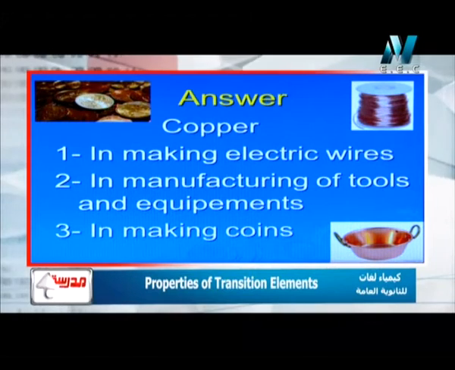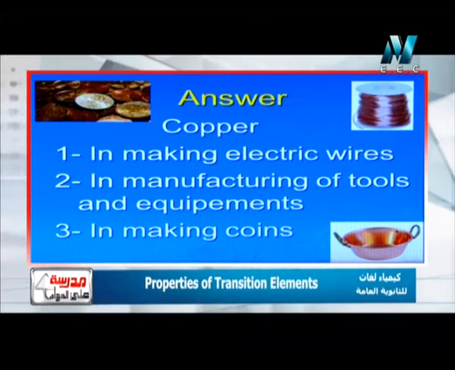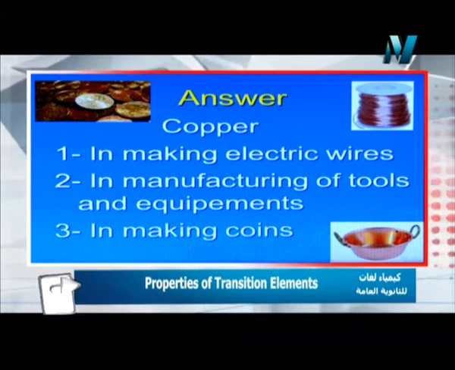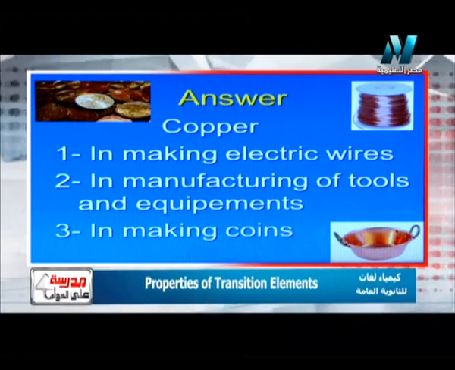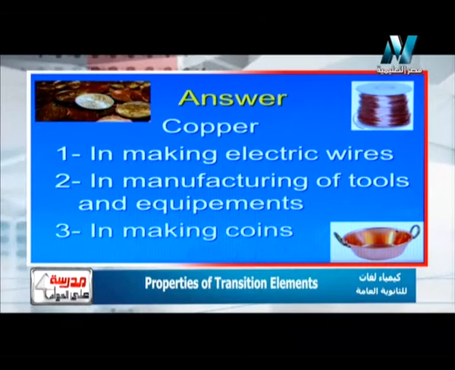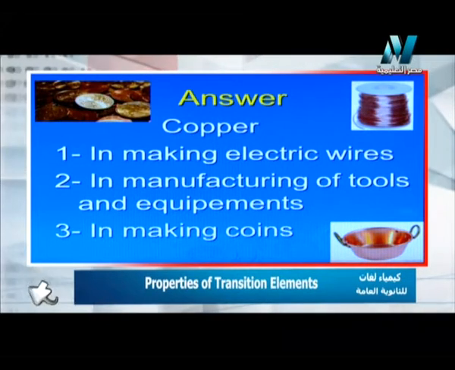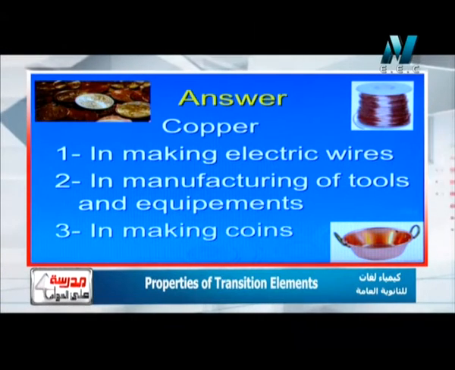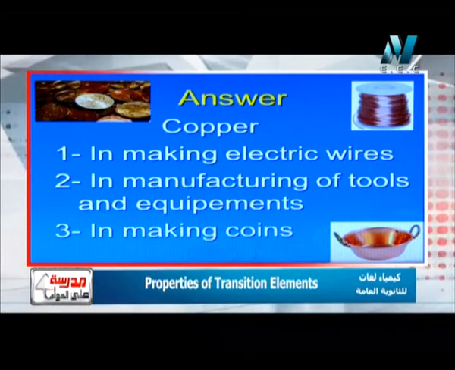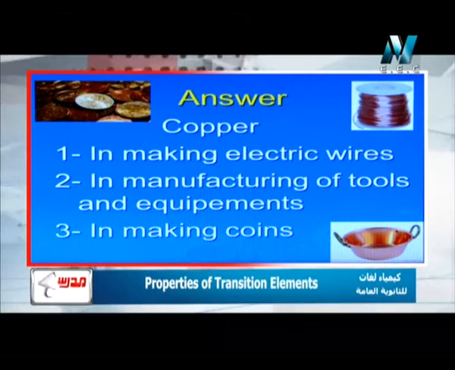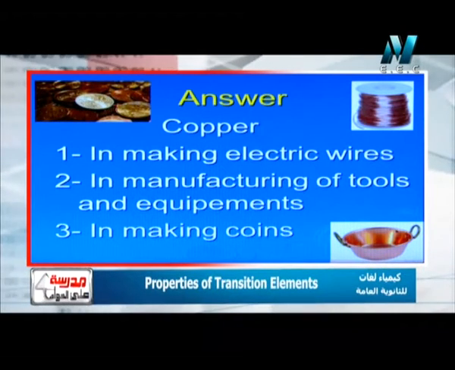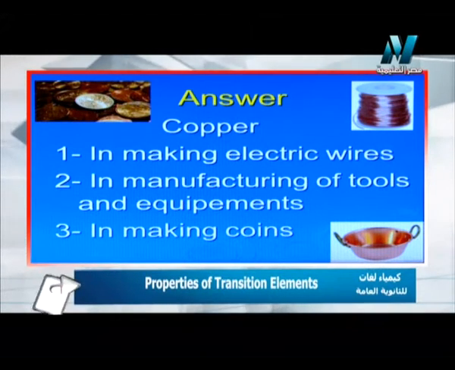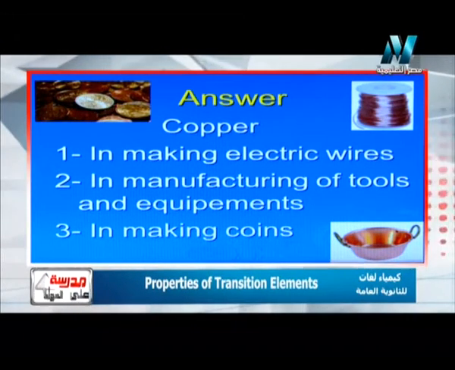Also we use it in making equipment because copper is also a good conductor of heat, so it is used for equipment and tools. But now we use stainless steel. It's better than copper because copper is exposed to rust. Now we use stainless steel for other tools and equipment. Also we use copper in making coins.